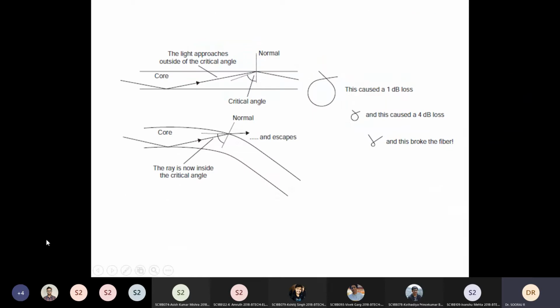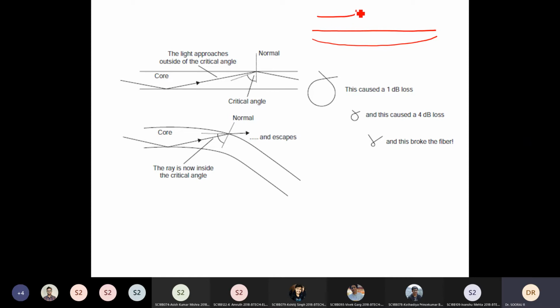So for example, if I take an optical fiber and bend it like this, this would cause a 1 dB loss, this would cause a 4 dB loss, and if I bend it still more, this will actually break the fiber. If it breaks the fiber, then it becomes useless. So I should not bend the optical fiber like this. It's always better to have the optical fiber laid straight like this, whereas putting it like this is still okay. There is some bending, but this is still okay.